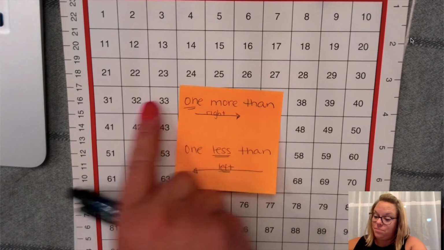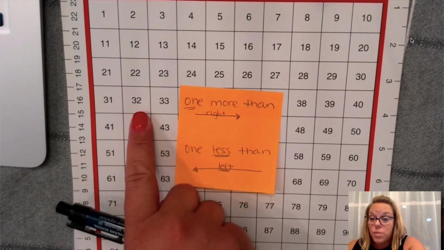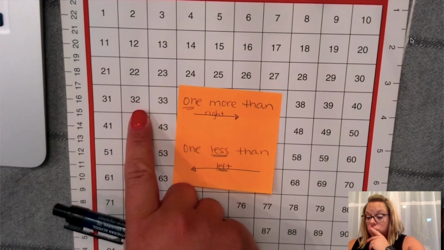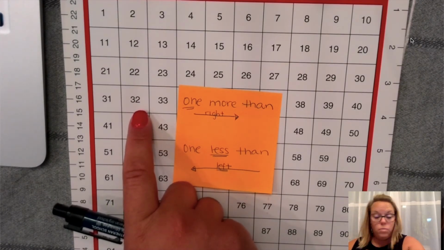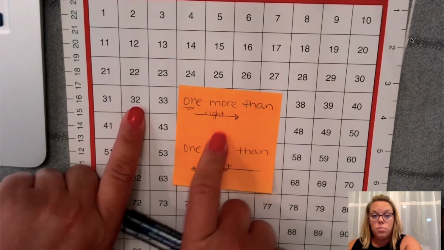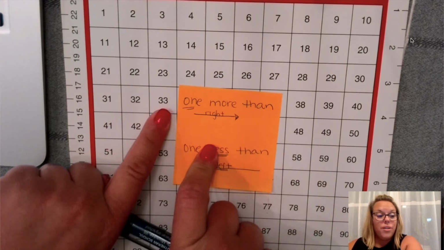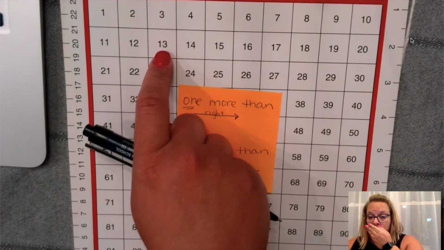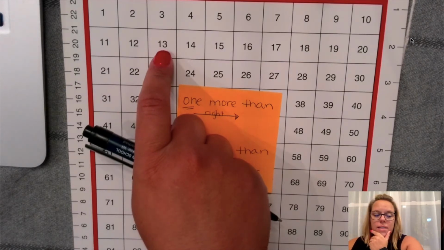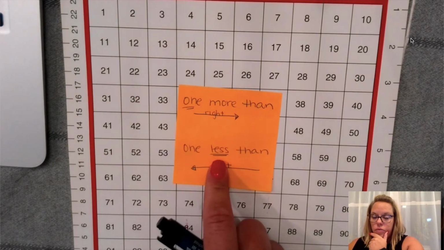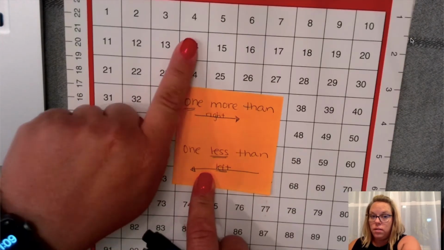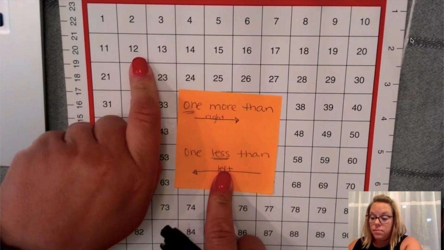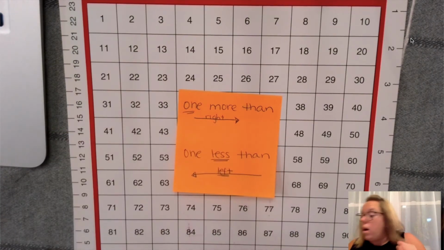Look at 32. What is 1 more than 32? 1 more, go to the right. What's 1 more than 32? 33. Go ahead and flip 13. 1, 3, 13. What is 1 less than 13? Mrs. Friedrichs said less than. I need to go to the left. 1 less than 13 is 12.